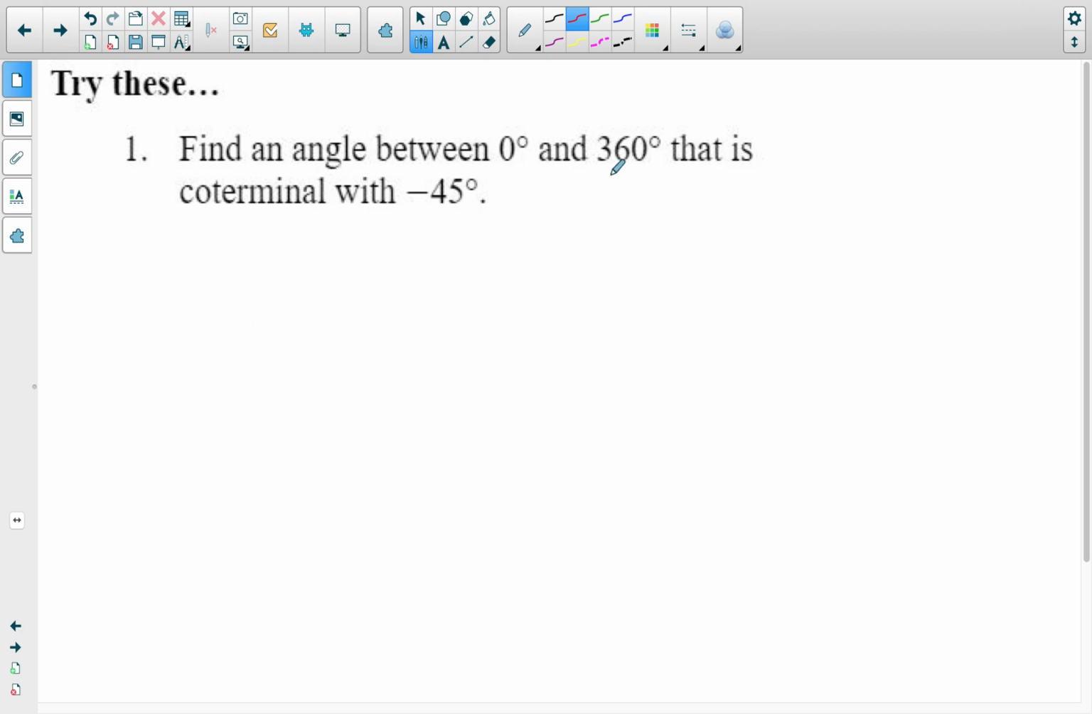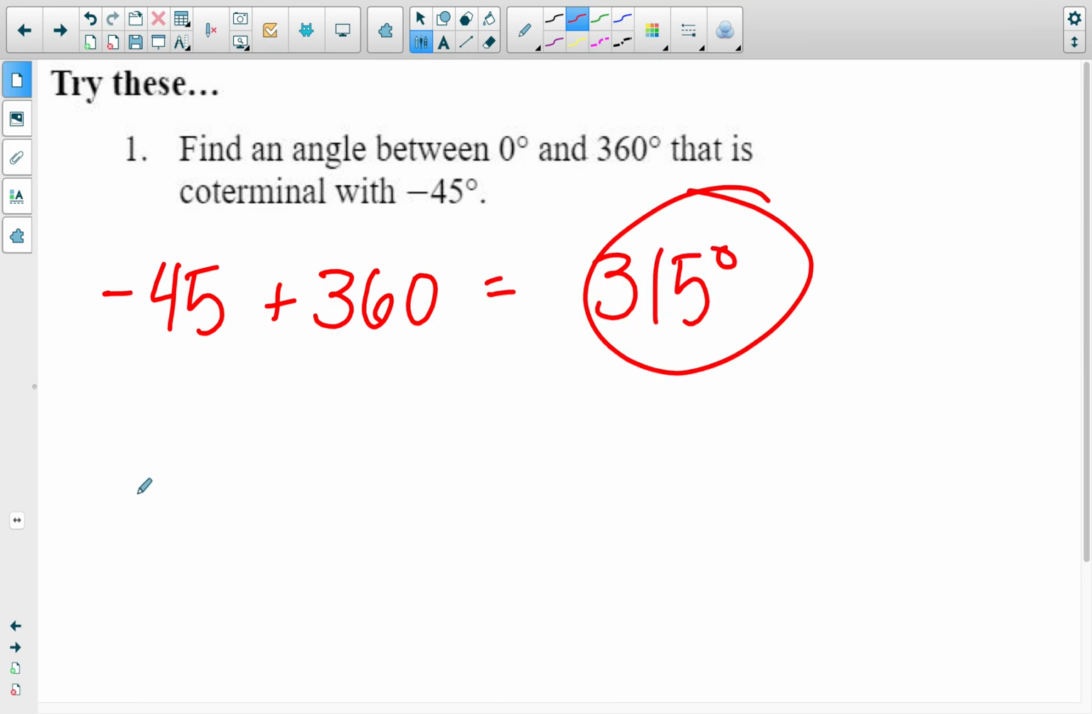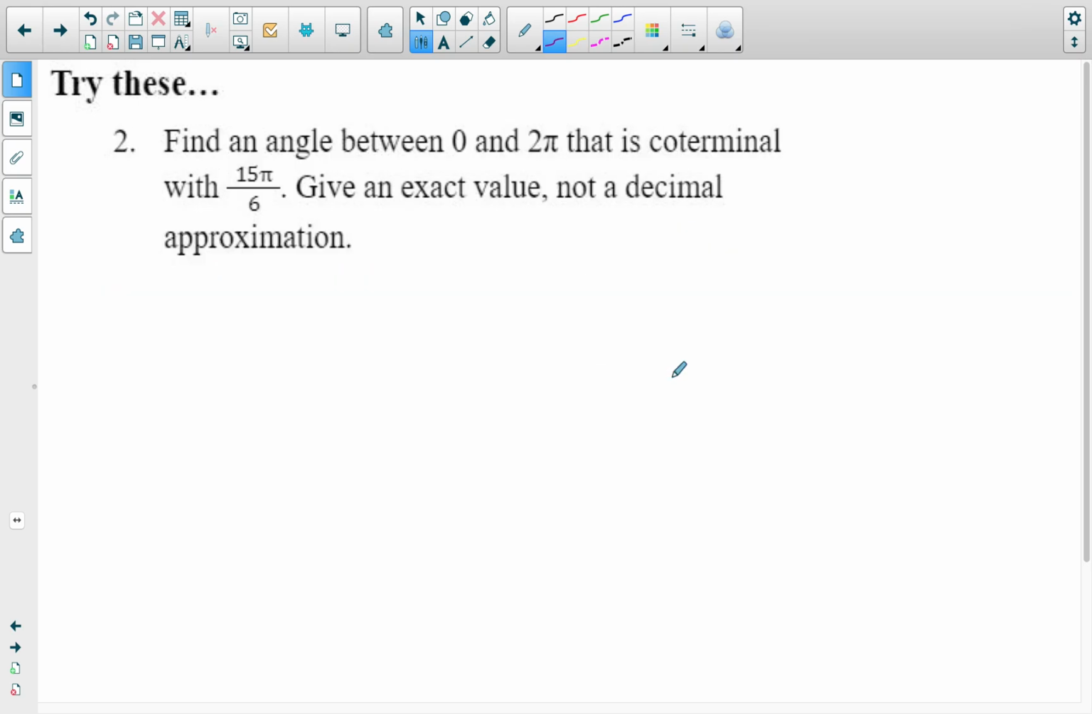Looking at this, we're going to find an angle that's coterminal with negative 45. I see that negative 45 is below 0, so I'm going to add 360 to get 315 degrees. That's it. This means the angle negative 45 looks something like this, but I went down. This is negative 45 degrees, but positive 315 looks like this, and they represent the same angle. So this is our coterminal angle.